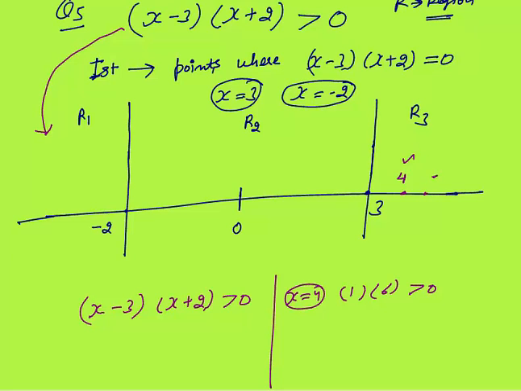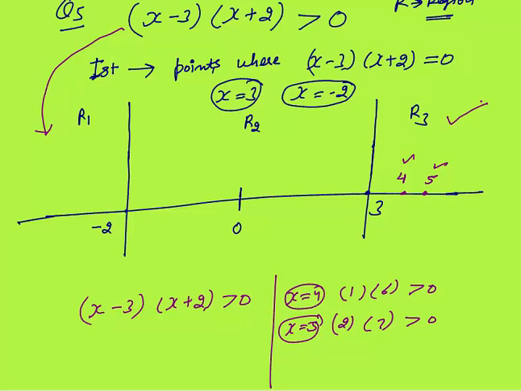For example, you can put 5. You only have to check one value; I am just checking for the sake of concept clarity. X is 5. So 5 minus 3 is 2, 5 plus 2 is 7, and 2 into 7, 14, is greater than 0. So for all values of x greater than 3, this inequality is true. It means that this region satisfies the inequality.